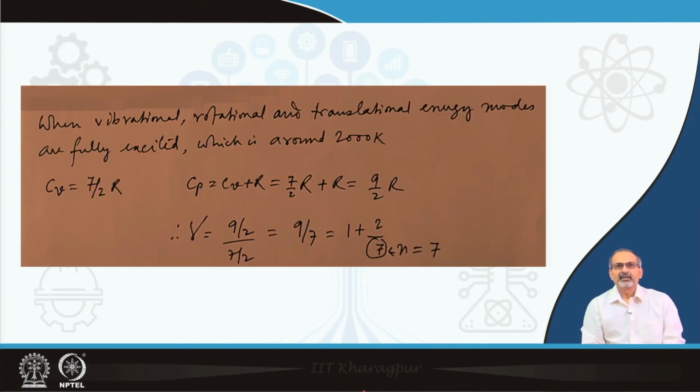When vibrational, rotational and translational energy modes are all fully excited, which is at a much higher temperature, say around 2000 Kelvin or so, we can show that Cv becomes 7/2 R. Consequently, Cp becomes 9/2 R. Gamma, the ratio gives you 9/7, and therefore, n becomes 7. Now, obviously, this means that n would vary as the temperature varies, because of the excitation of the different energy modes within the gas. And consequently, what would happen is that you would have a range of gammas, which you will see as the n varies.